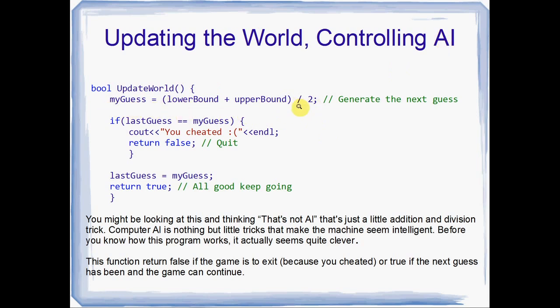So this little algorithm just here will make the computer seem like it's trying to guess your number, even though it's not. It couldn't care less what number you're thinking of. But it seems like it's trying to guess a number. That's a trick to AI. It's a good topic.